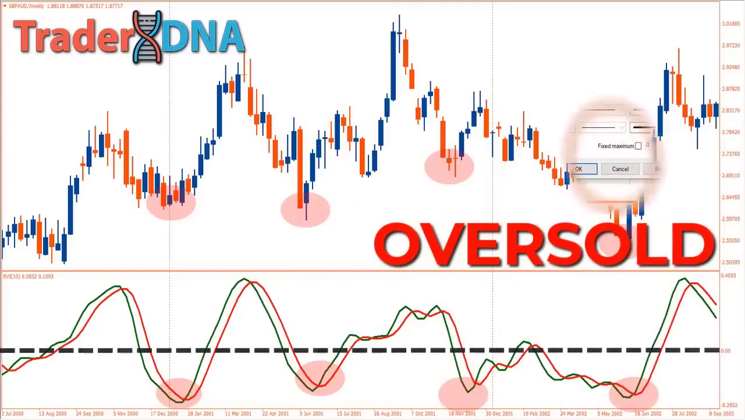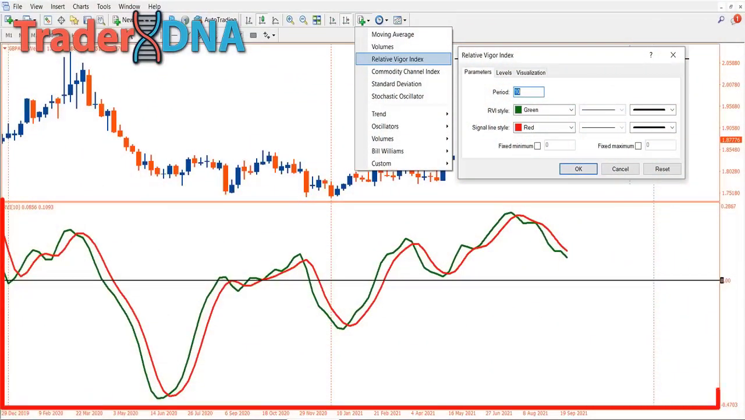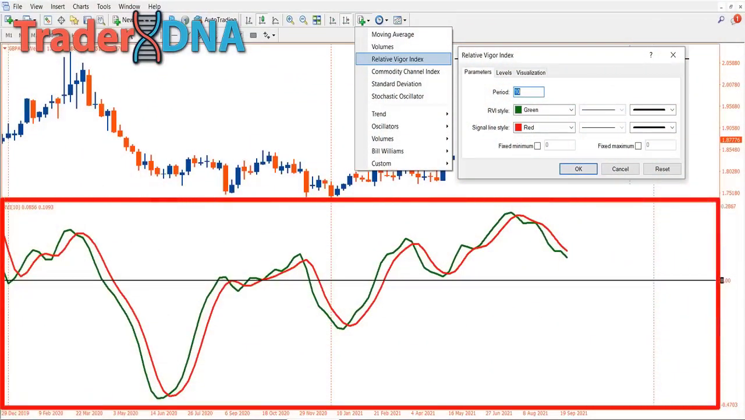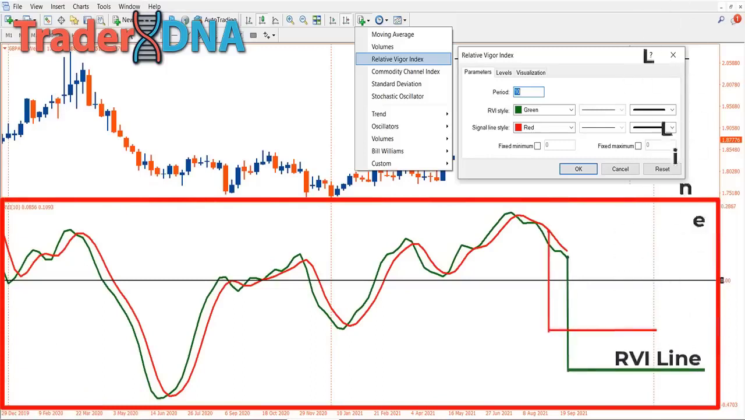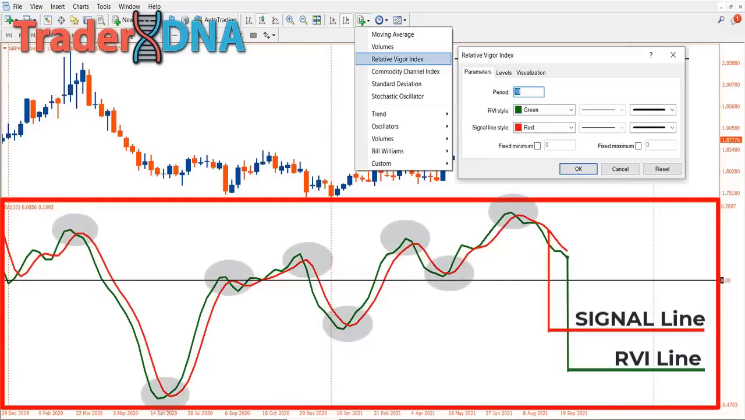The RVI indicator is shown in a separate window below the price chart and includes two lines: the RVI line and the signal line. The RVI line responds more rapidly to price changes than the signal line, which is a bit slower. Trading signals for the RVI are generated when these two lines intersect.